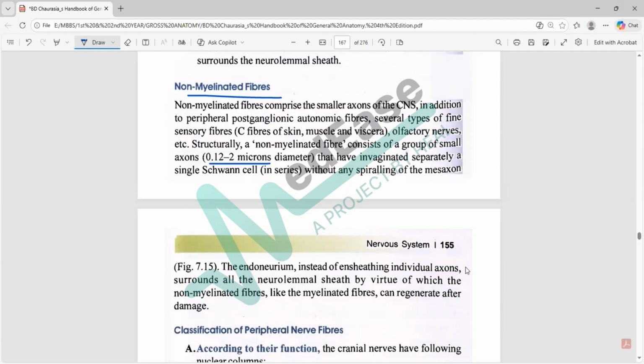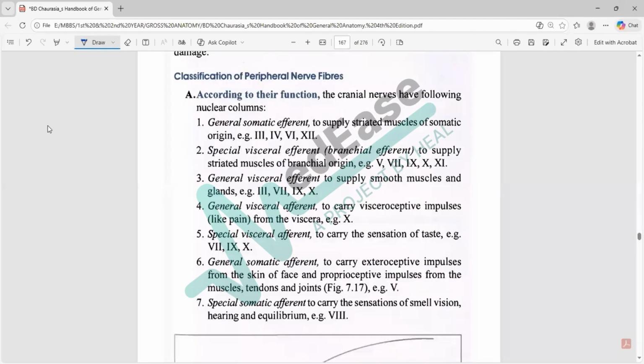Now, when we talk about the classification according to function, we divide the nerves into different structures. The first is GSE, which is general somatic efferent. Remember, the name suggests its function. General means the general function, S means somatic, meaning most functions related to muscles or the body, and E is efferent, meaning an outflow tract. The general somatic efferent supplies the striated muscles of somatic origin, which mainly include cranial nerves 3, 4, 6 and 12.